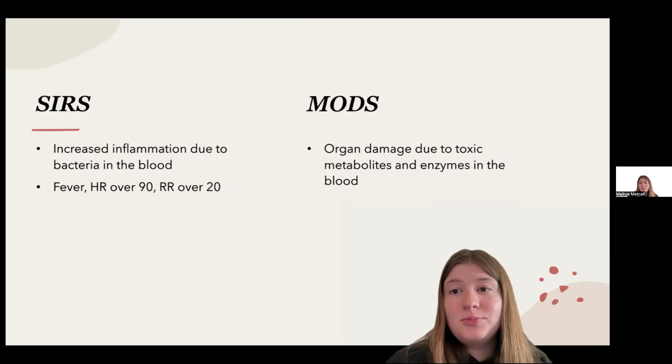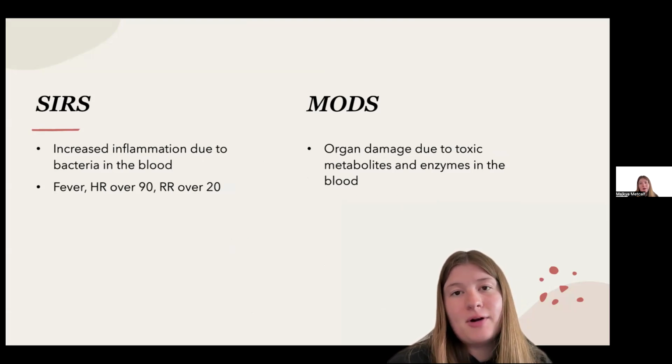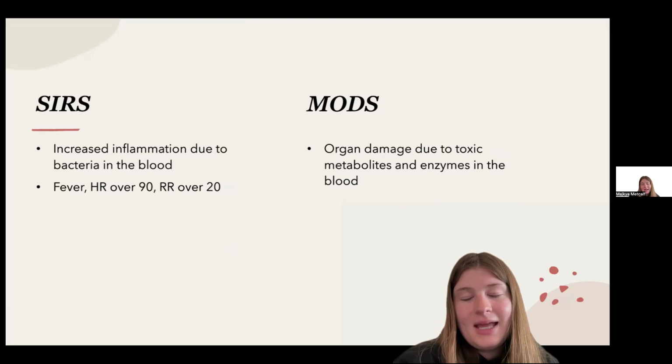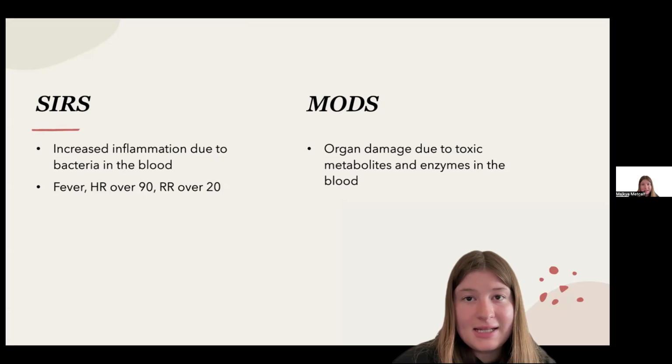So SIRS is going to be a term that we use to describe increased levels of inflammation, and this is due to bacteria that is in the blood. Patients with SIRS are going to have a fever. Their heart rate's typically over 90, and they're typically going to have a respiratory rate over 20. In MODS, we're going to have organ damage, and this is due to toxic metabolites or toxic enzymes that have built up in the blood.